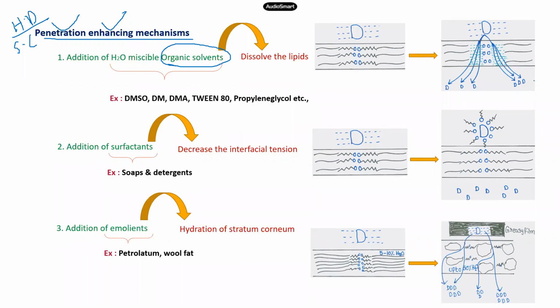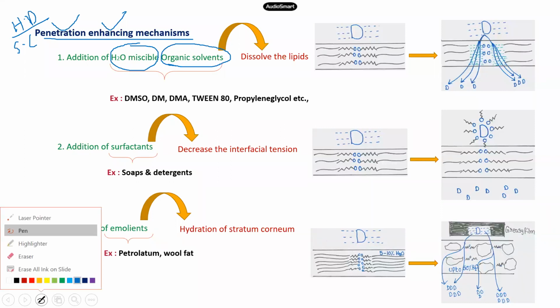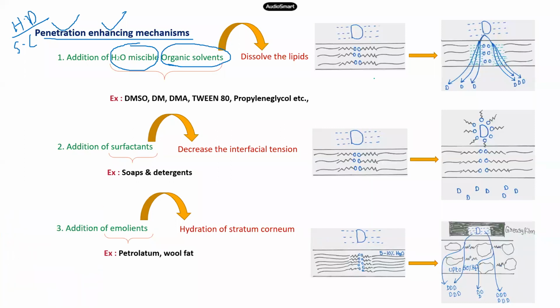Next, organic solvents are of two types: water miscible and water immiscible. Which is preferable? Water miscible. Why, sir? Because the drug is already dissolved in water. Friends, observe here. This is the water miscible organic solvent, so it can mix with this water, in which the drug is already dissolved.